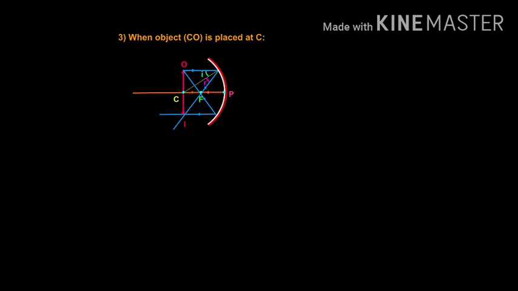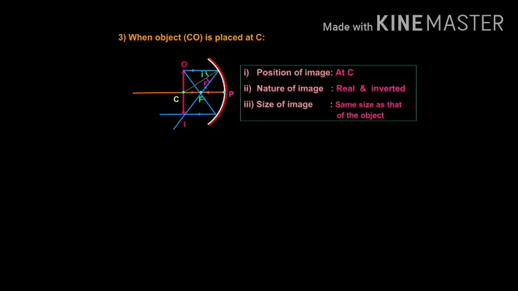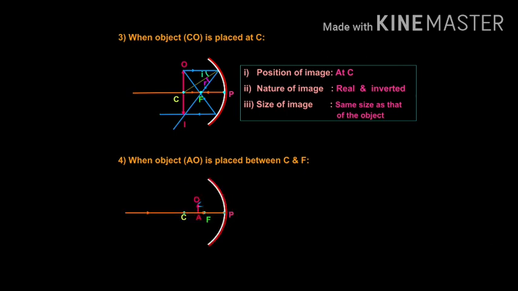And this is my image, and it is clearly seen that the image is inverted, real, and equal to the size of the object. Now we will move further and shift my object between C and F. In that case we need once again two light rays. As you can see, these light rays after reflection are meeting, so it is a real image. And if I draw the image, it is a magnified image, inverted of course.